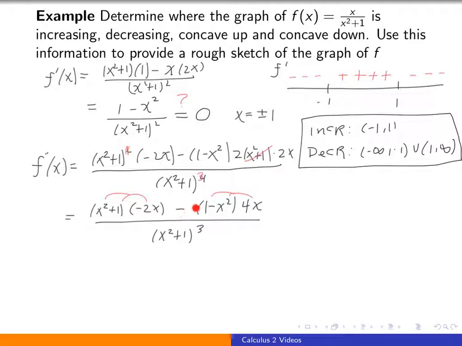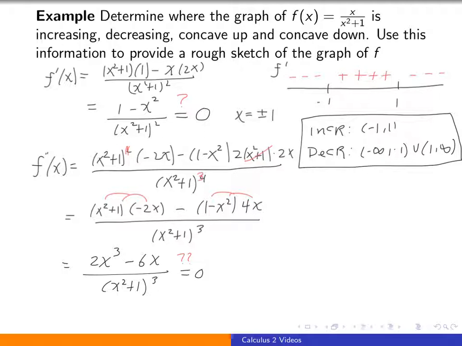Then you're going to have minus 4x, then minus a minus, so plus 4x cubed. So that gives us a total of 2x cubed minus 2 plus 4 of them. And then minus 2x minus 4x is minus 6x, all over (x squared plus 1) quantity cubed. And to determine those intervals of concavity, we need to know where this second derivative is equal to 0.